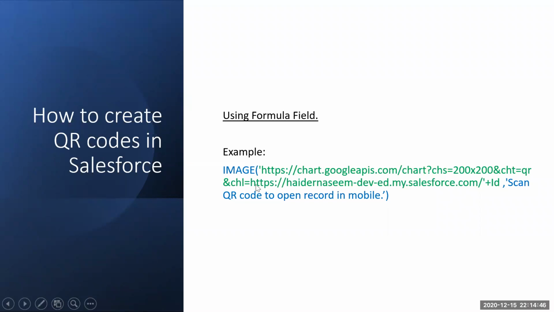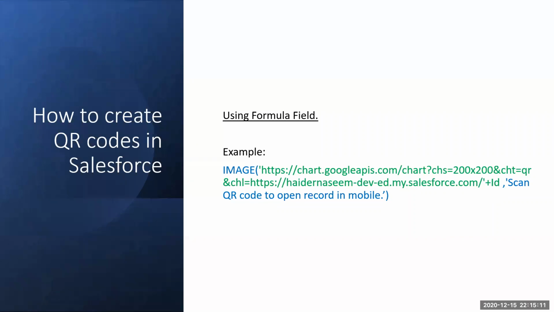So for the example, I have taken a simple URL of an account. So basically you'll just append the ID, and this whole URL will be embedded within the QR code. So this is the first way how we can create the QR codes using formula field.